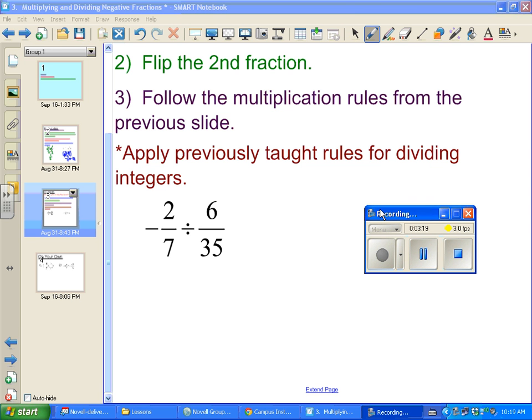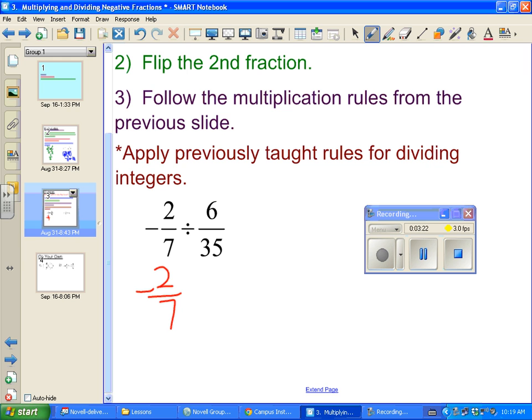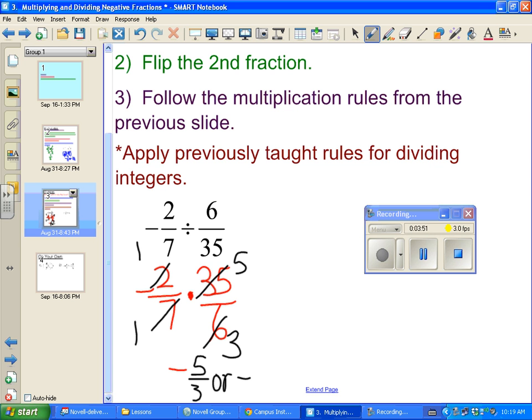So follow those rules. Negative 2/7, keep the same. Division becomes multiplication. Flip that second fraction. Negative times a positive becomes a negative. Let's look for factoring possibilities. We've got 2 and the 6, become 1 and 3. 7 and 35 becomes 5 and 1, which gives us a final answer of negative 5/3 after multiplication. If you want to make it a mixed number, negative 1 and 2/3.